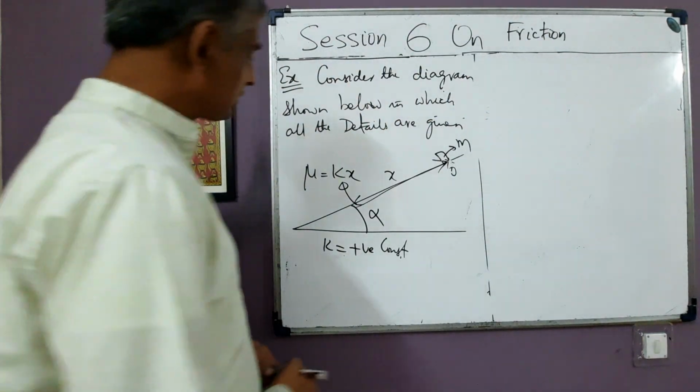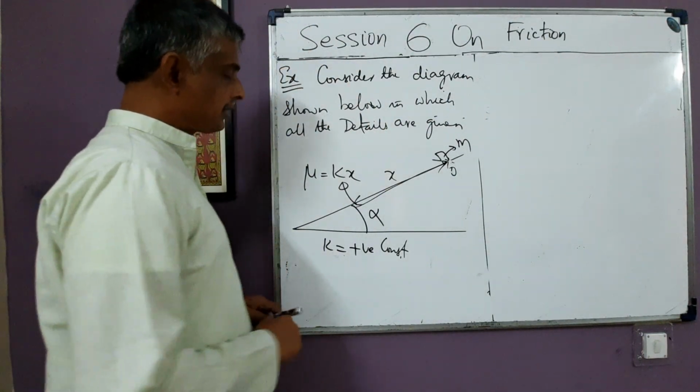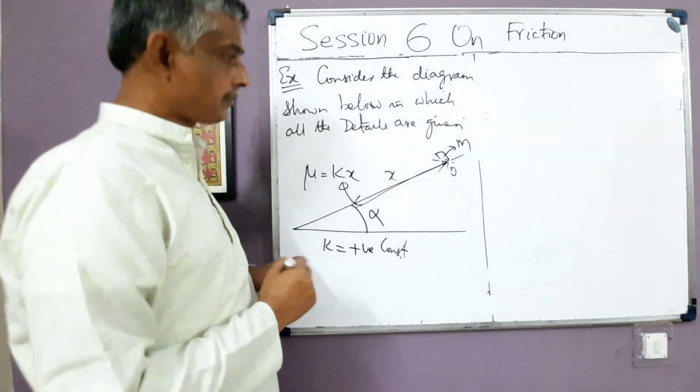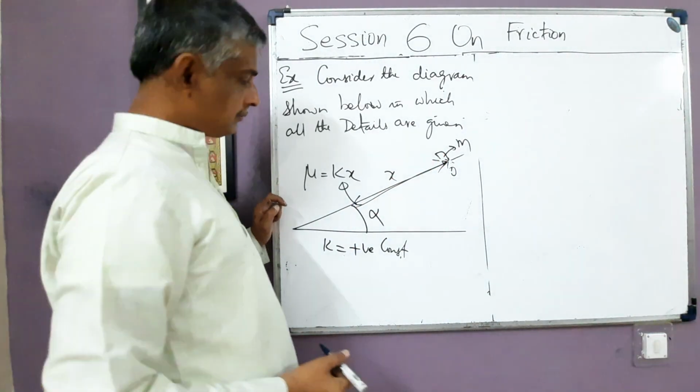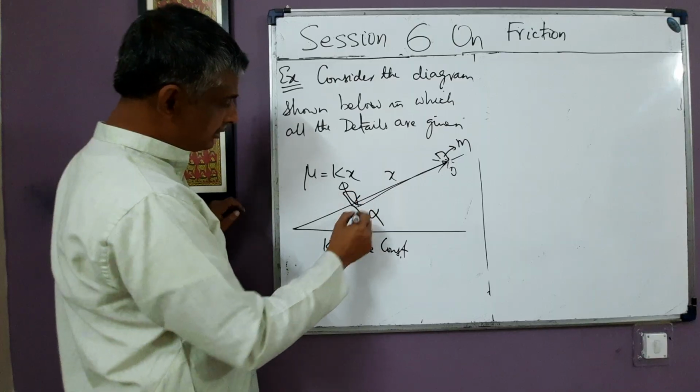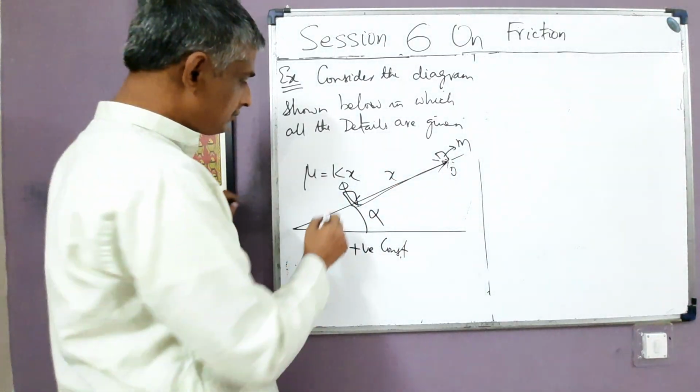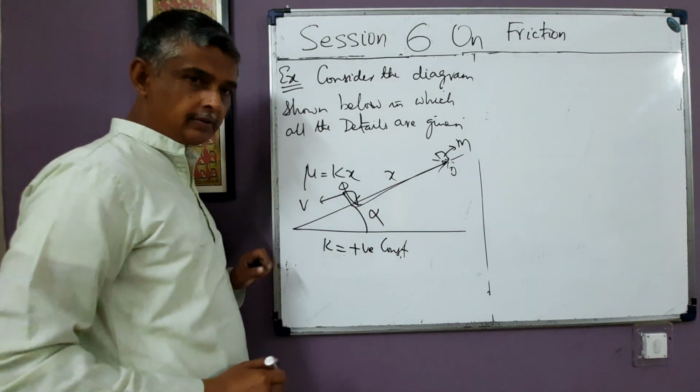So solution is something like this. See, I release the block from rest from this point. It begins to move down. At some instant t, the block has come here, it has moved a distance x down the incline. At that point, it has a speed v. Okay.